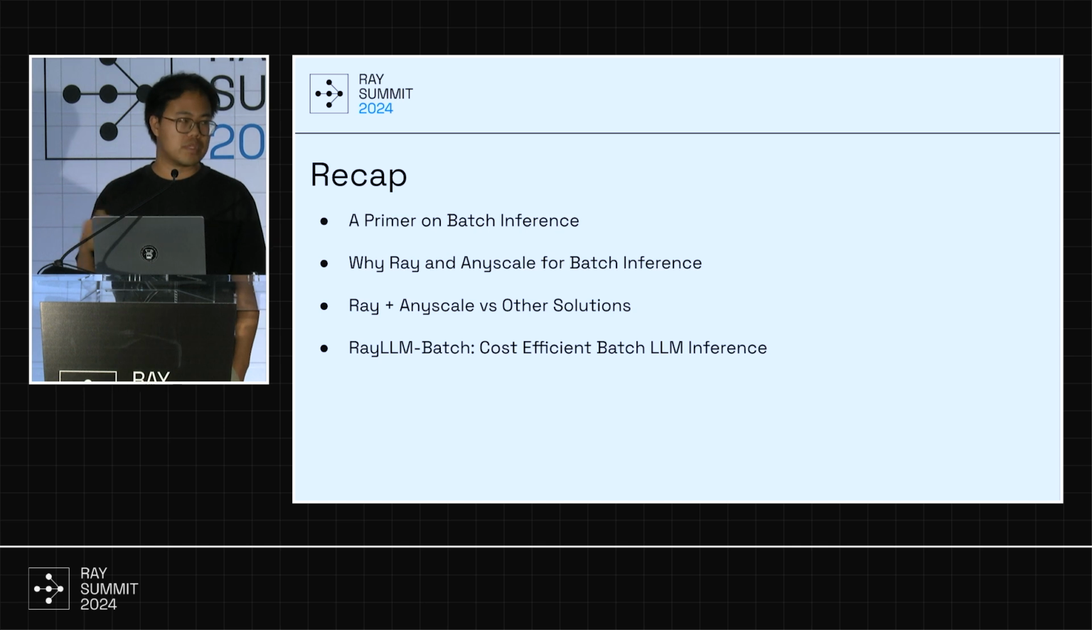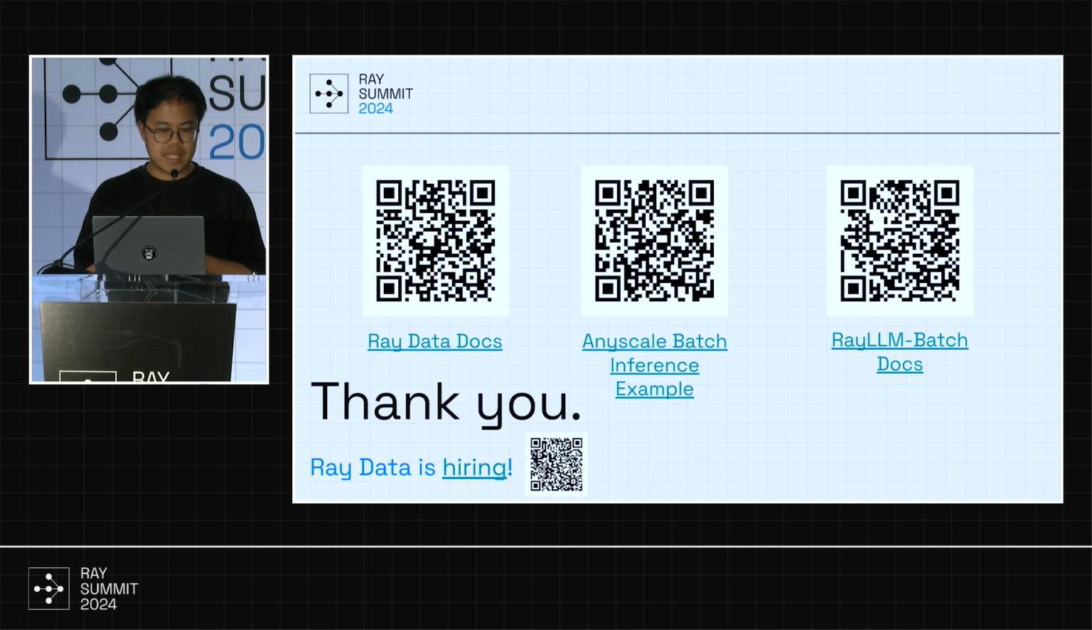So to recap, we talked about, at a very high level, what batch inference is about, why Ray and Anyscale are a great fit, what the results are, and we also introduced Ray LM batch, which is a cost-effective batch LM inference library. So I think that's basically it for this talk, and thank you all for attending, and happy to take any questions at this point.